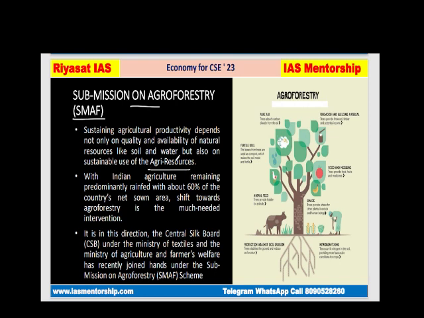Okay, basically it is telling the importance of proper use of agricultural resources by having profit in the crops also. It says that sustainable agriculture productivity does not depend only on the availability of soil and water, but is also dependent upon the agri resources.